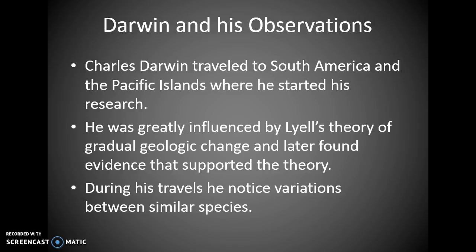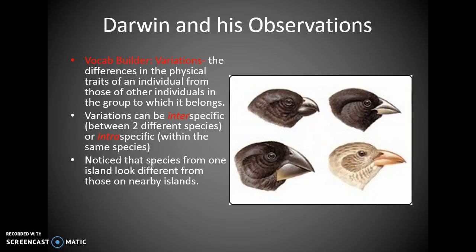So while he was traveling through South America and the Pacific Islands, he started to notice variations between similar species, and this is where we get Darwin's finches. Darwin's most famous journal entries are always about his finches that he found on the islands. And he noticed that they all had variations on the islands. Variations, by definition, are the differences in the physical traits of an individual from those of other individuals in the group to which it belongs.